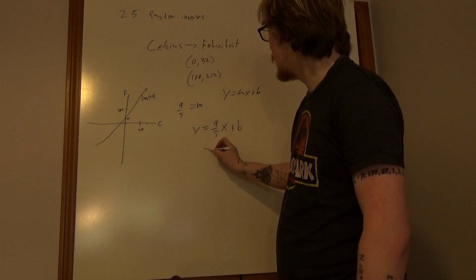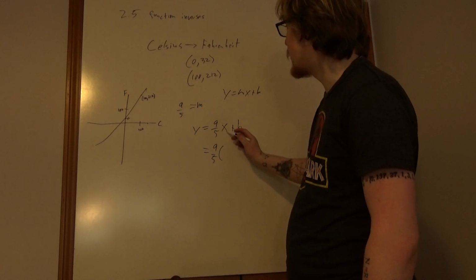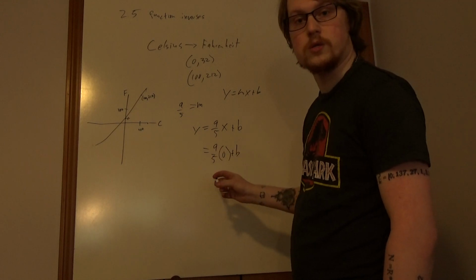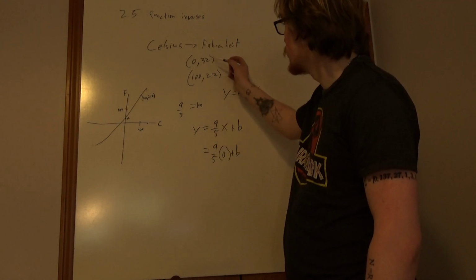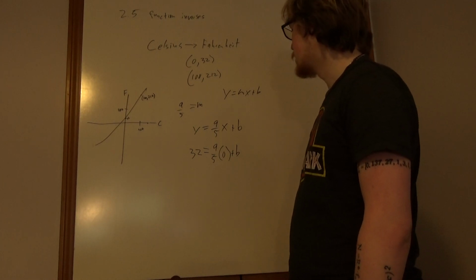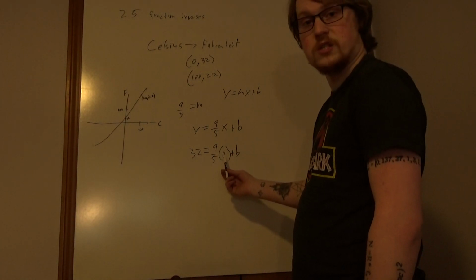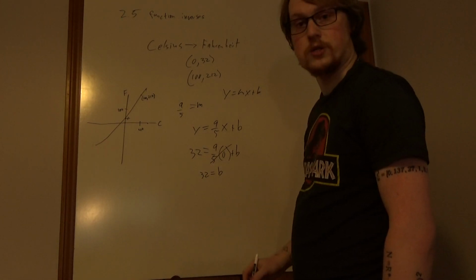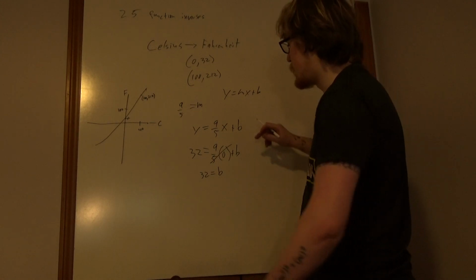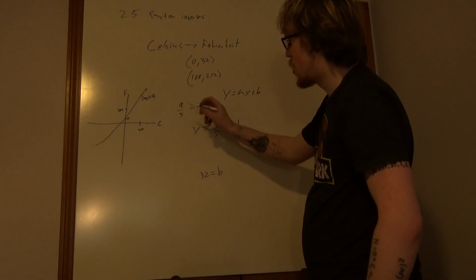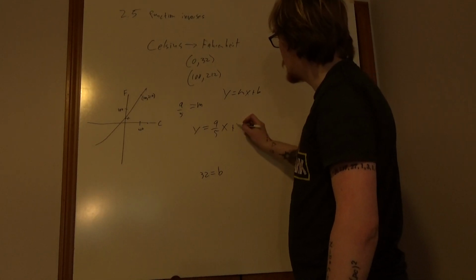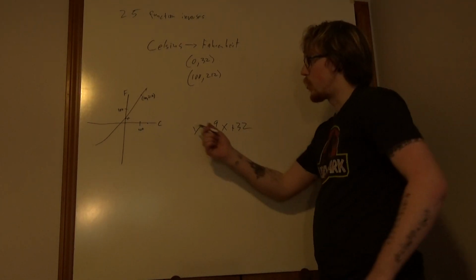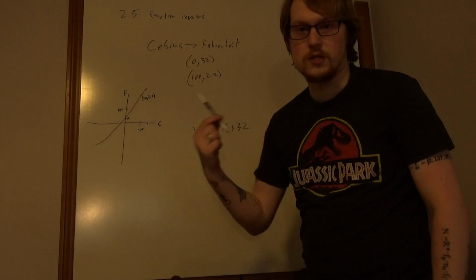In the first one, we would have 9/5 times the x value of the first point, which is 0, plus b, and we know that this is going to equal the y value of the first point, which is 32. And so 9/5 times 0 is 0, so this whole thing goes away, and we are left with b equals 32. So now we can come back up to the beginning, and we now know what m is, and we know what b is. And so we get the equation for that line, the one that converts between Celsius and Fahrenheit.